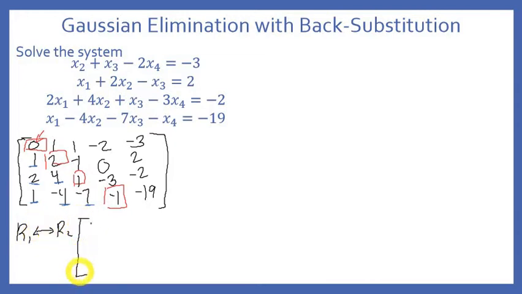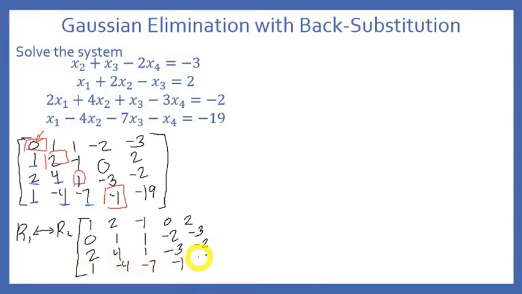So therefore, I'm going to start writing row 2 as my new row 1. That's 1, 2, negative 1, 0, 2. Then my new row 2 is 0, 1, 1, negative 2, negative 3. And then, I'm just going to copy the next two rows, 2, 4, 1, negative 3, negative 2, and then 1, negative 4, negative 7, negative 1, negative 19.